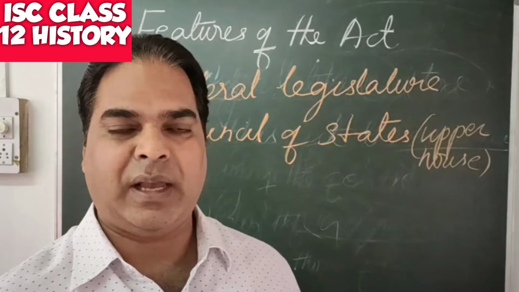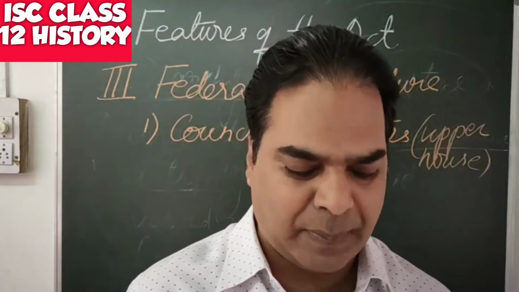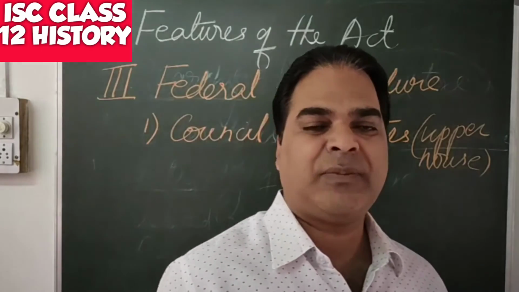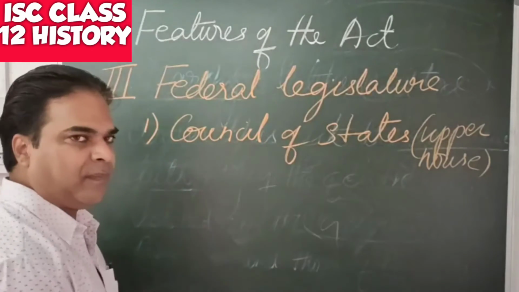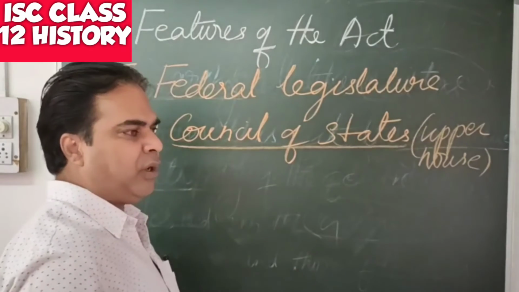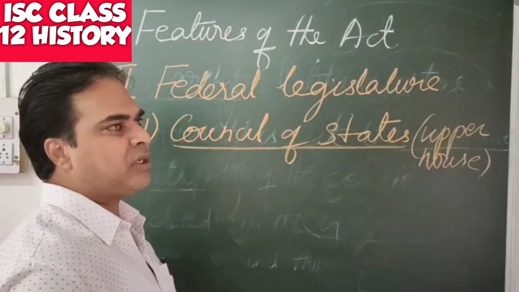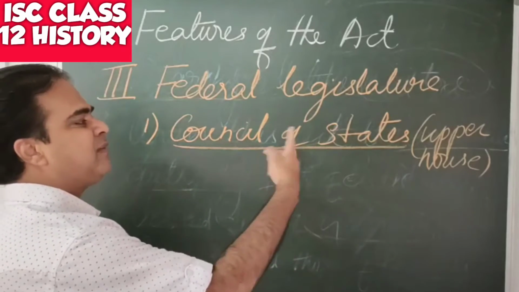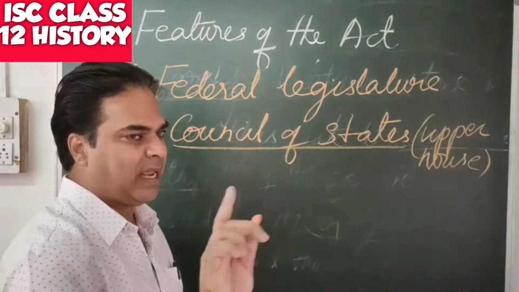Like at present we have Rajya Sabha, which is the upper house, in the same way, the Council of States. And this Council of States was a permanent house. If you know about the composition and the tenure of Rajya Sabha, it will be easy for you to understand this. The Council of States was similar to Rajya Sabha at present.